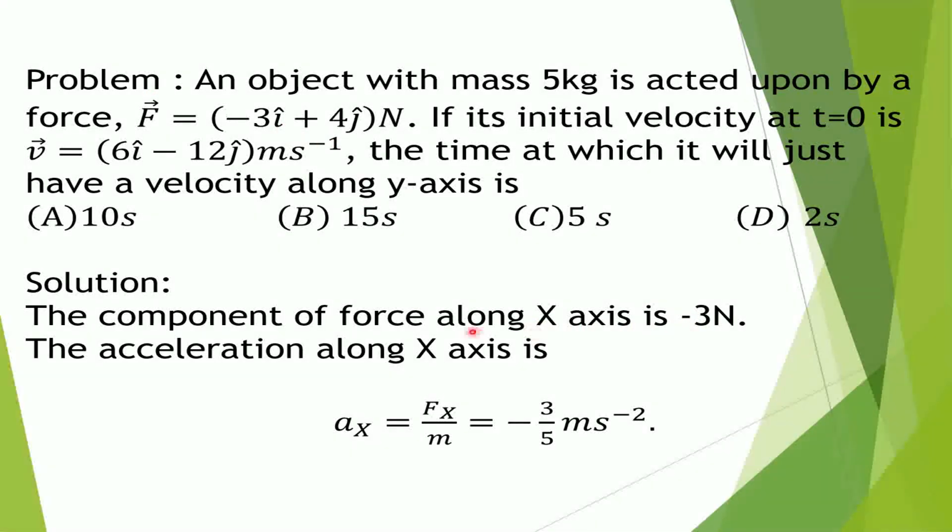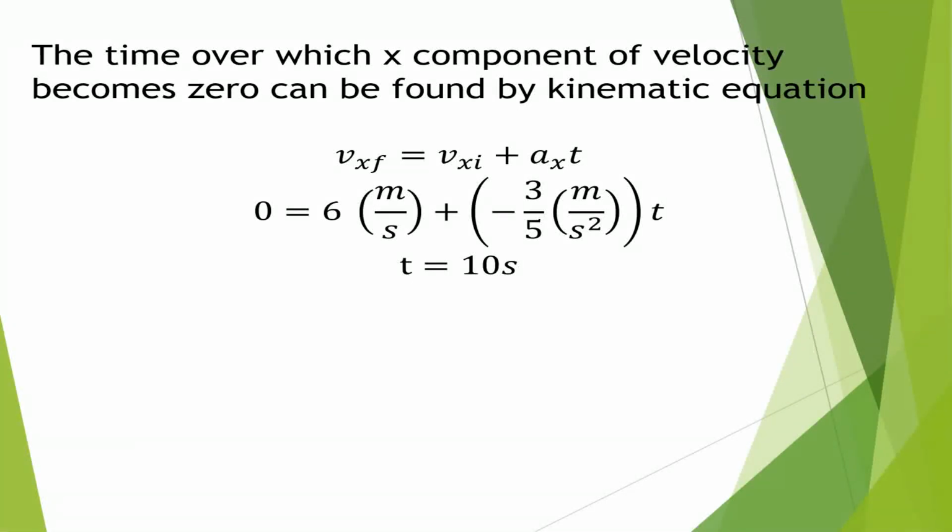From this force, we can find the acceleration along the x-axis, and it's pretty simple. Its acceleration is force over m. So we get this as minus 3 over 5 meter per second square. This is the acceleration of the body along the x-axis. Now to find the time over which the x component of velocity will go to 0, we go back to the kinematic equation. Here Vxf is the final velocity along the x-axis, Vxi is the initial velocity, ax is the acceleration, and t is the time.